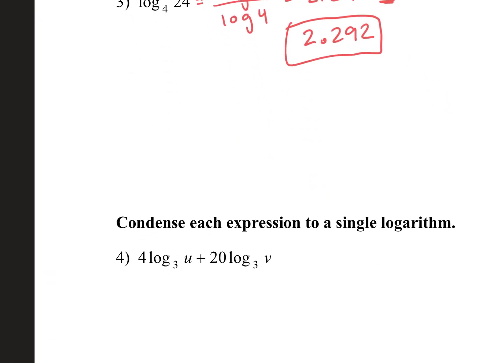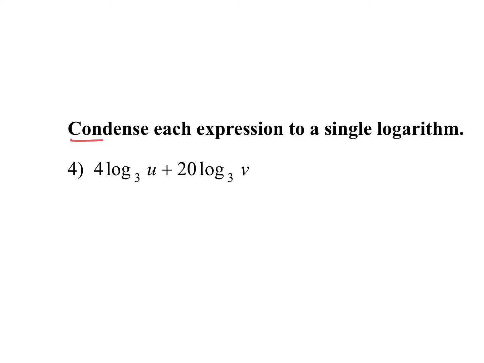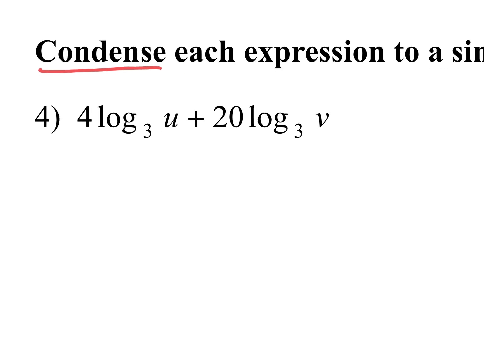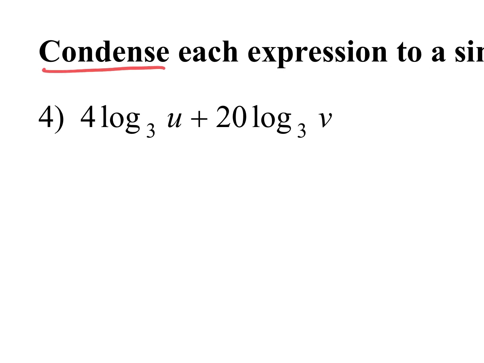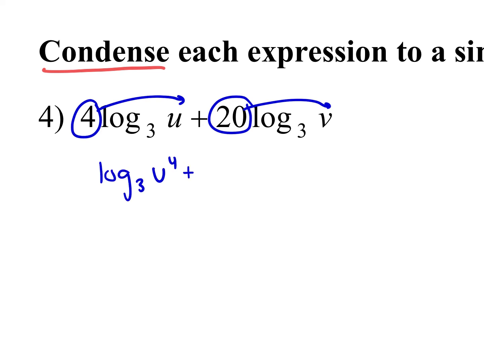All right, let's take a look at number 4. So here we are condensing each expression into a single logarithm. So what's the first thing I should do for number 4? Anybody? Move the 4. So the 4 becomes our exponent. And then what else? Move the 20. So 20 becomes our exponent. So now I have log base 3 of u to the 4th power plus log base 3 of v to the 20th power.